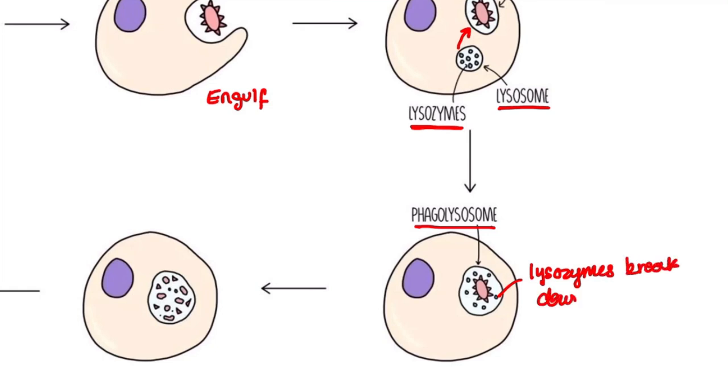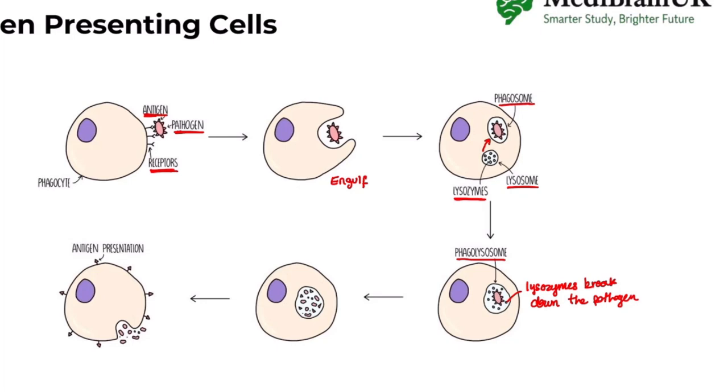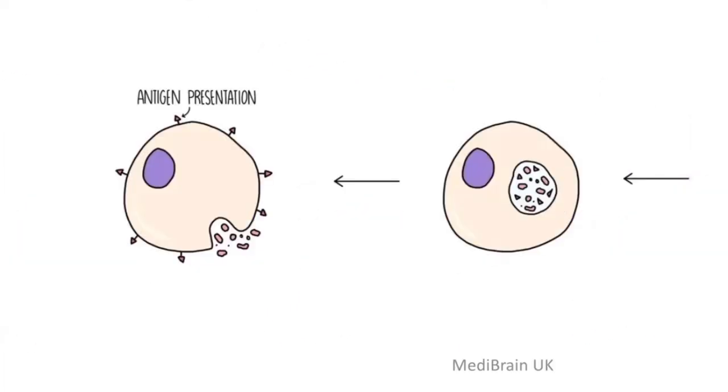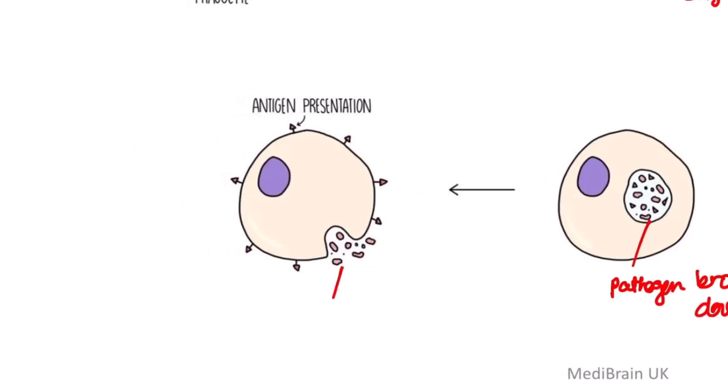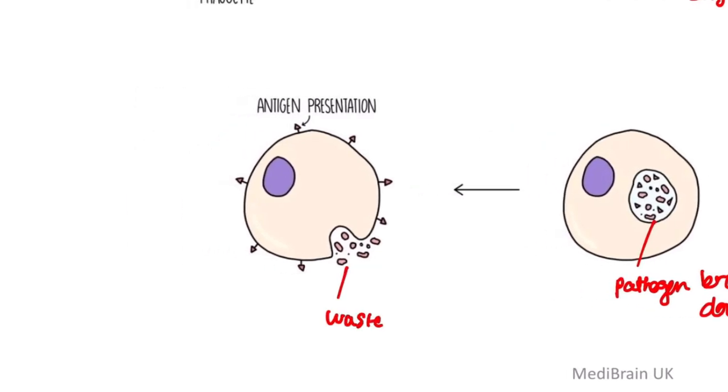the pathogen. Okay, so they're going to break down the pathogen. As you can see, the pathogen has been broken down, and all that's left is the antigens. These are your waste products. They're going to be released or used by the cell.